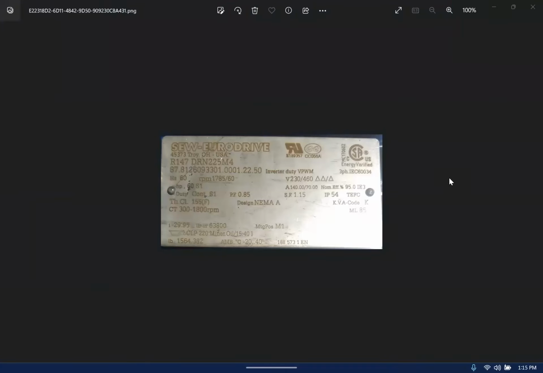Yep. Of course, Euro Drive. That European stuff is pretty cool. But you can see here, service factor 1.15, totally enclosed, fan cooled. Nominal efficiency 95%, which is really, this must be a pretty darn expensive motor.